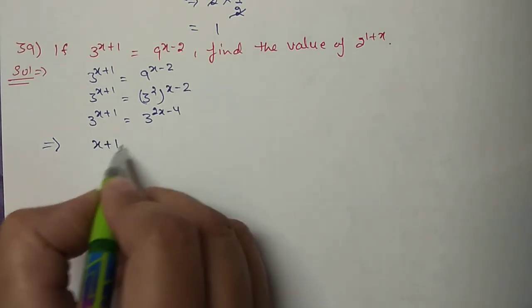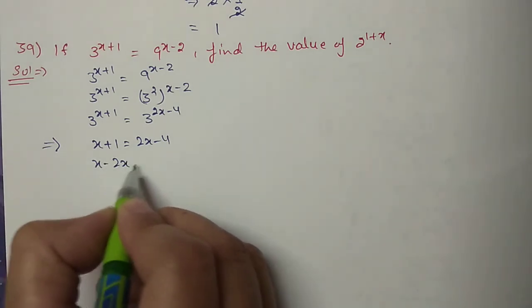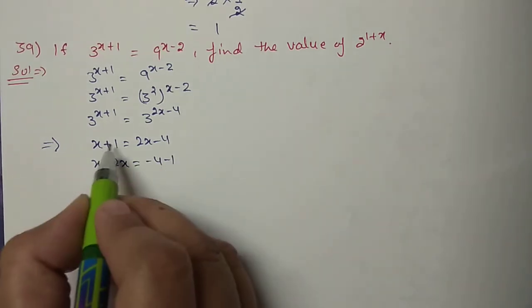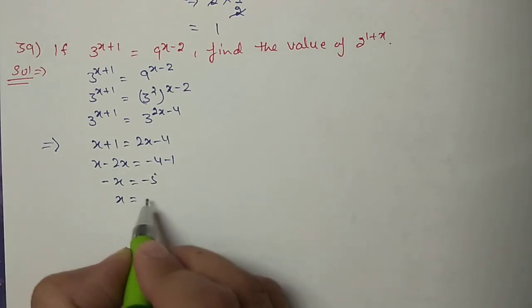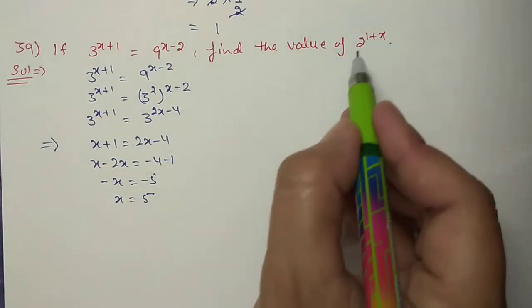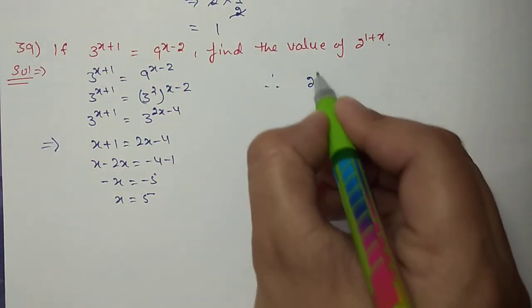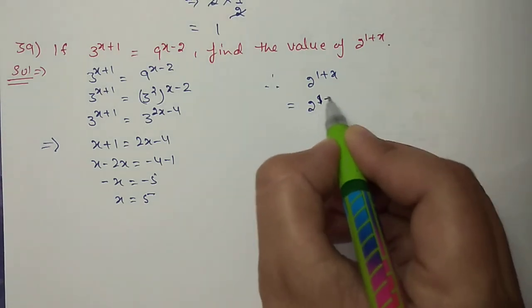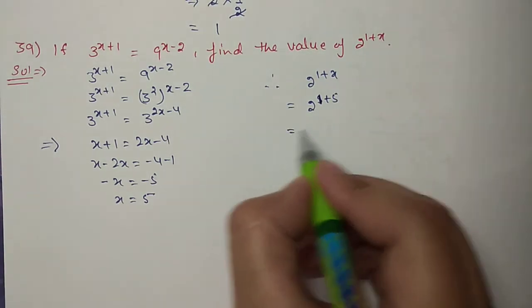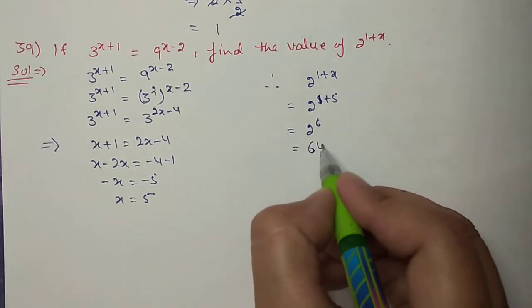x plus 1 is equal to 2x minus 4, or x minus 2x is equal to minus 4 minus 1, and minus x is equal to minus 5. The x value will be 5. We have to find out now this value. So therefore 2 to the power 1 plus x is equal to 2 to the power 5. 1 plus 5 means 2 to the power 6. 2 to the power 6 is equal to 64.